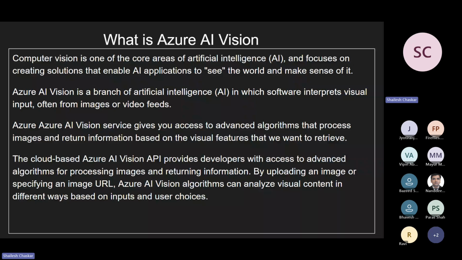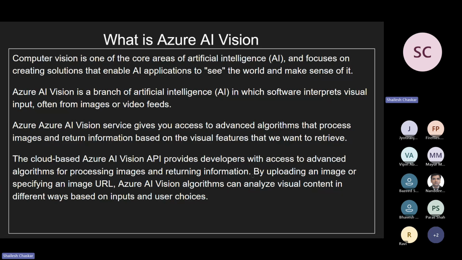Okay. Again, this is all cloud-based in Azure. So Azure AI Vision API provides developers with access to advanced algorithms for processing images and returning information. So the model can also again be fine-tuned, as with every AI service. Over here, at least you can use the basic model that is ready to use. The only important thing is how you can give an input to it.